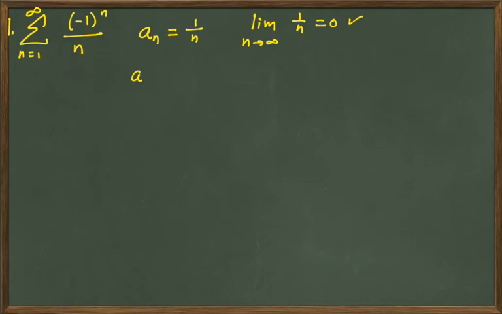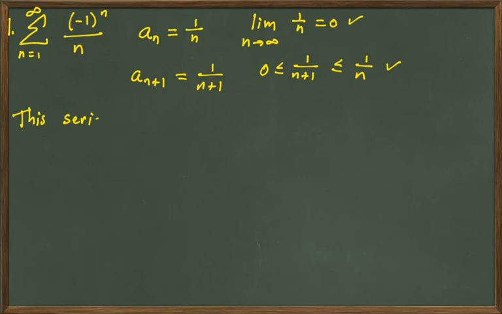The second condition is we need to show that a sub n plus 1, which is 1 over n plus 1, is less than or equal to a sub n, which is 1 over n. And that's certainly true. So both those conditions are met, and so we can say that this series converges by the alternating series test.